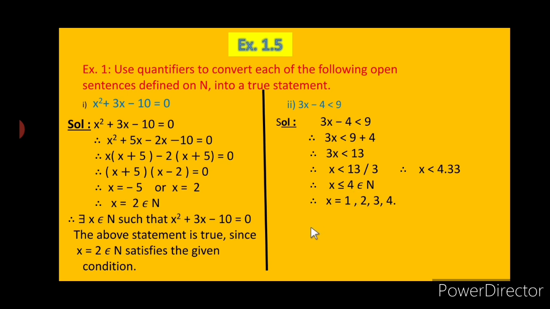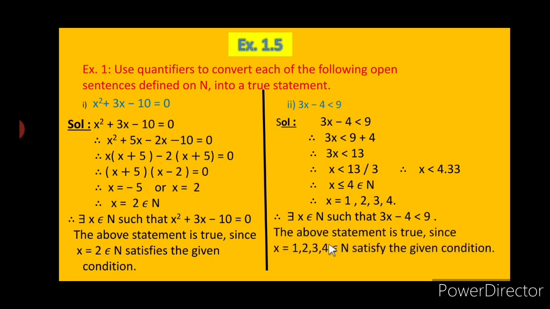So again we will have to use the existential quantifier. So we'll write there exists x belonging to N such that 3x minus 4 is less than 9. Now justify your answer. The above statement is true since x is equal to 1, 2, 3, 4 belonging to natural numbers satisfy the given condition. Understood? Now the next sum.